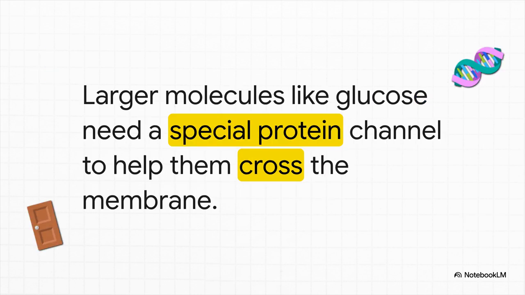But what about the bigger stuff, like glucose, the sugar you get from your food? Those molecules can't just slip through the membrane. They need a little help. And that's where facilitated diffusion jumps in. Special protein channels act like a revolving door, helping that glucose get inside your cells. And get this, it's still passive. It still doesn't cost any energy. It just needs a special door.